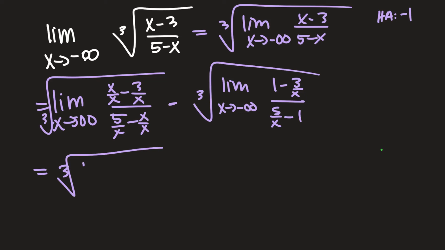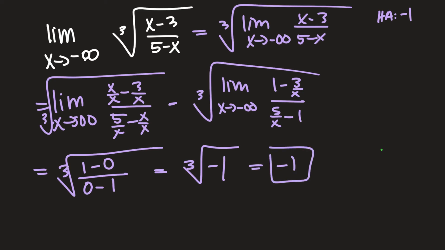So the limit of a constant is 1. The limit of 3 over x as x gets infinitely large is going to approach 0, because you're talking about 3 over 1 versus 3 over 10, 3 over 1,000, 3 over 1,000,000. Super, super small, right? So 0. 5 over x, the same thing, 0. And then the limit of a constant is 1. So we have the cube root of 1 over negative 1, which is negative 1. And the cube root of negative 1 is negative 1.